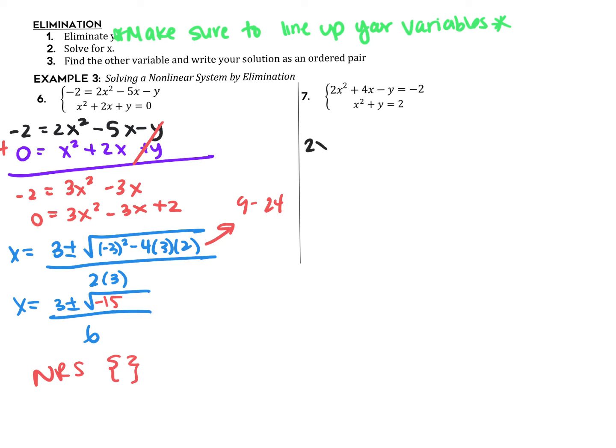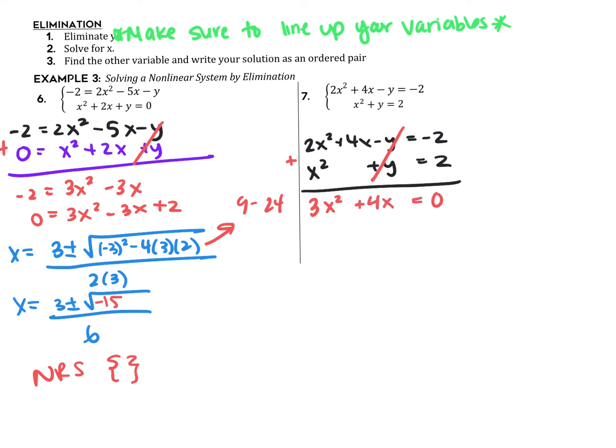All right, so I'm going to start by just rewriting the two functions. They're mostly lined up here, but I'm going to line them up a little bit better. X squared plus y equals 2. And again, I notice right away, I don't have to multiply by anything to eliminate my variables. My y's are already going to eliminate. And if they weren't, it's likely I would just have to multiply one of my equations by a negative sign so that my y's would eliminate. So if I combine like terms here, 2x squared plus x squared is 3x squared plus 4x is going to equal 0. Negative 2 plus 2 is 0.